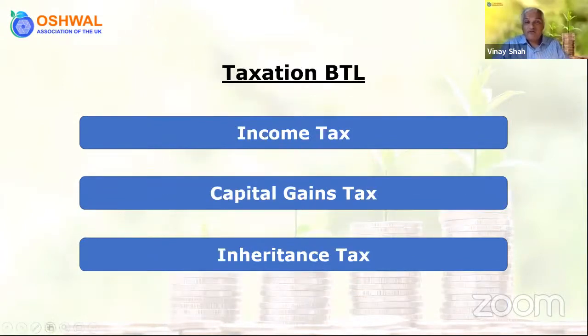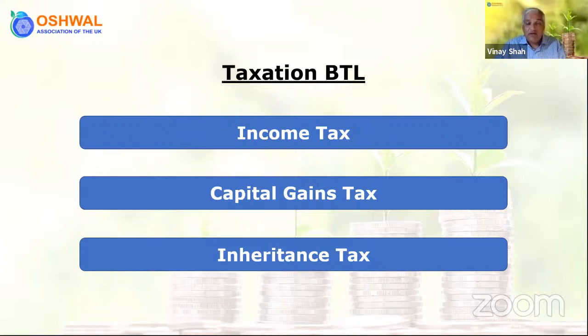So just to cover off taxation on buy-to-lets. Because it's an investment where you're buying a property for rental, the rental income is taxable. It is added to your normal income, and then, based on whether you're a basic rate taxpayer or a high rate taxpayer, you pay income tax at your marginal rate, which is either 20% or 40%.